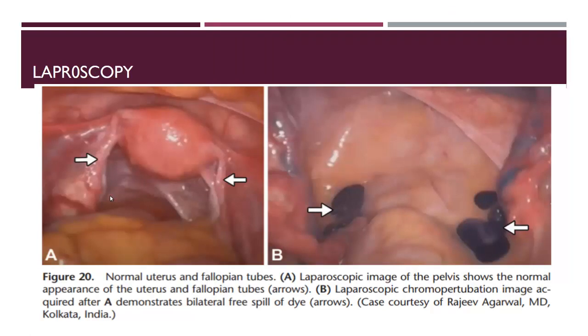Laparoscopy is still the gold standard because we can see with our eyes if the fallopian tubes are patent or not. Normal uterus and fallopian tubes: the laparoscopic image of the pelvis shows the normal appearance of the uterus and fallopian tubes. The laparoscopic peritubation image here shows that the tubes are patent. And this is important if we have non-opacified spastic fallopian tubes that are not blocked.